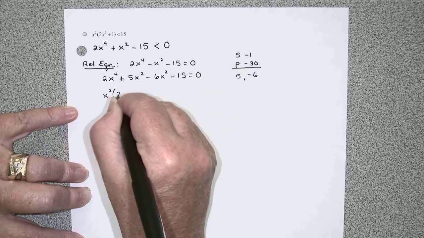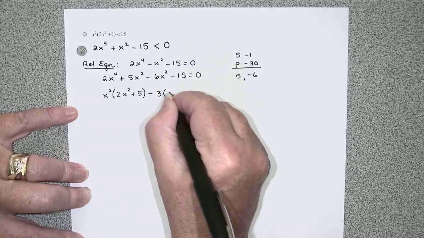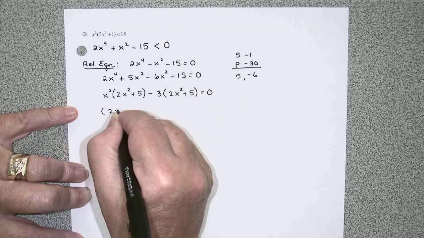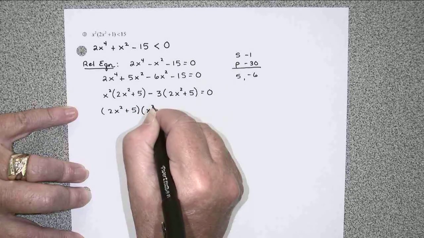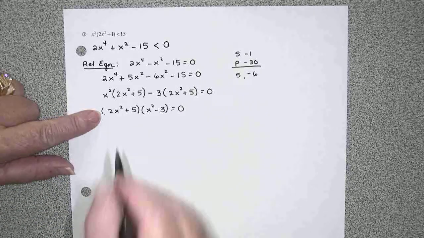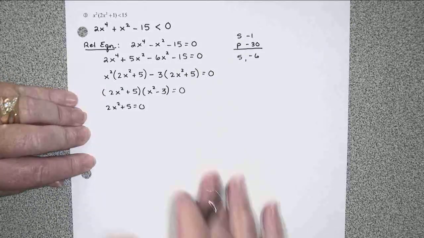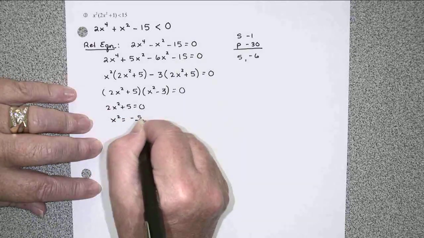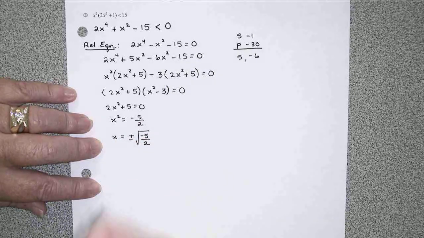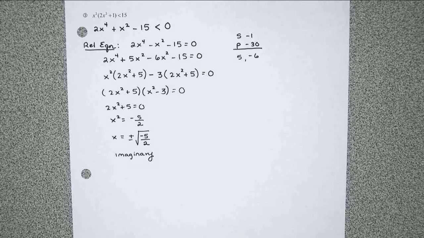Factoring out an x squared gives me 2x squared plus 5. And I'm going to factor out a negative 3, which also gives me 2x squared plus 5. 2x squared plus 5 is my common binomial. And then I've got x squared minus 3. If 2x squared plus 5 is equal to 0, then x squared would equal negative 5 halves. And you can probably already see we're going to get imaginary solutions on this one when we take the square root of the negative 5 halves. With inequalities, we don't worry about the imaginary solutions because they're not on the number line.